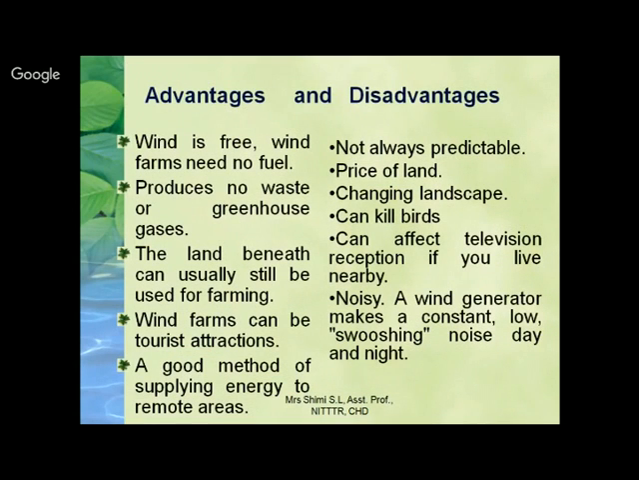So advantages and disadvantages of windmills, if you see, wind is free, okay, and wind farms need no fuel, so that is the advantage, and it produces no waste or greenhouse gases, and the land beneath it can still be used for farming, for other farming purposes also you can use this, and this is a tourist attraction also. Many places when they have windmills, we either just go and visit them, and it is a good method for supplying energy to remote areas. When there is a remote area where the grid is very far, then you can go for these windmills.